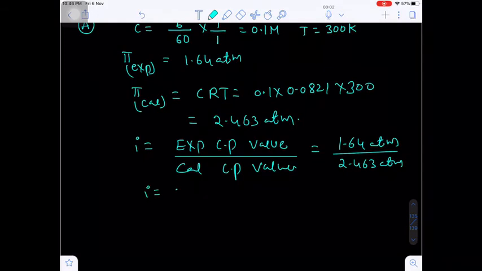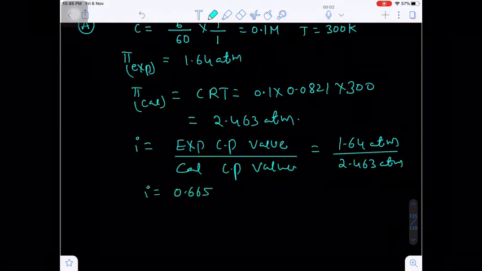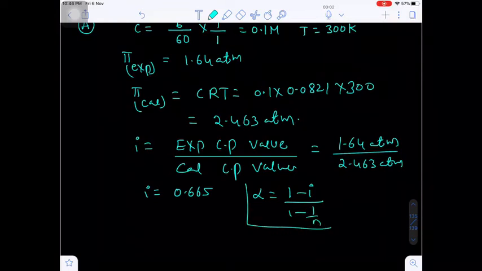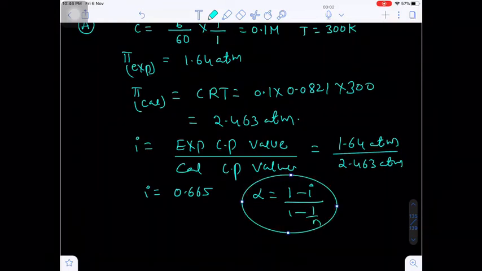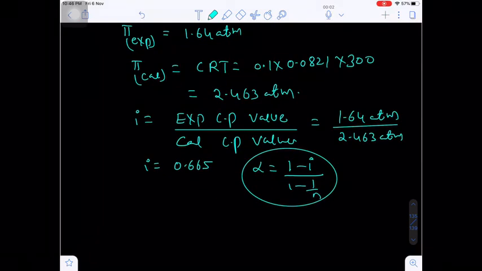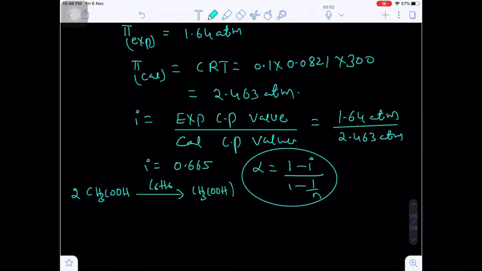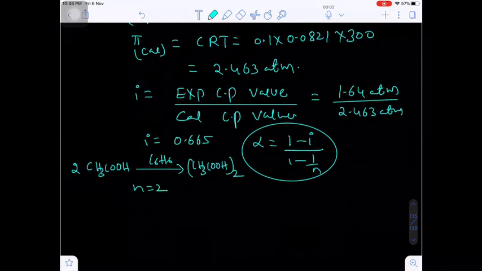So here what is the Van 't Hoff factor value? 0.665. Now what is alpha, the degree of association? That will be (1 minus i) upon (1 minus 1 by n), where the n value will be 2, because it is a dimer. How many molecules of acetic acid? 2 molecules of acetic acid. What is the solvent here? Benzene. How does acetic acid exist in the solvent benzene? In the form of dimer. So here the n value is 2.